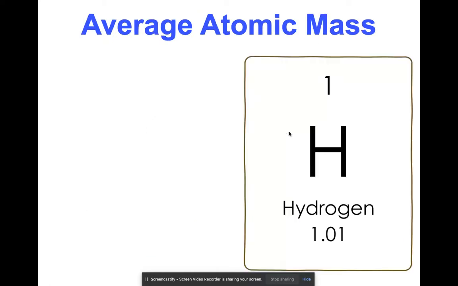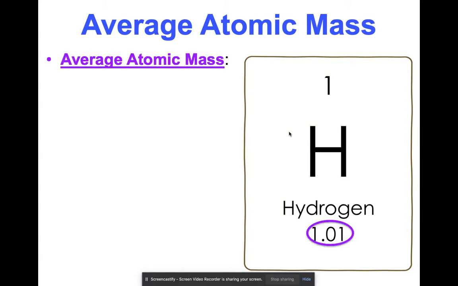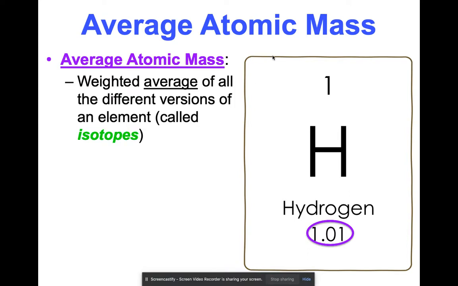All right. The very last thing is average atomic mass. That number is the purple or pinkish one right there. I did provide you with a picture with it circled, and I made sure that this phrase was the same color so you can distinguish between the two. This means that it's a weighted average of all the different versions of an element. So it's a weighted average of all the isotopes.